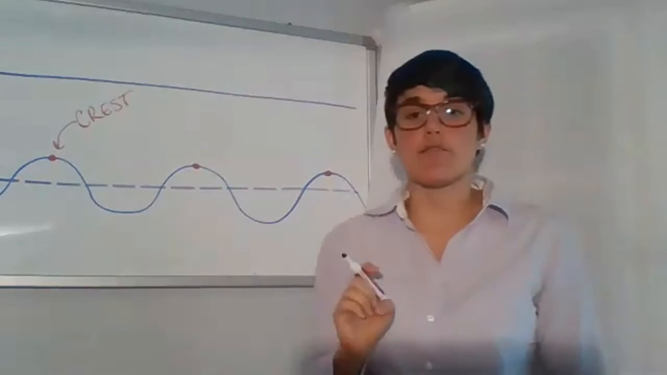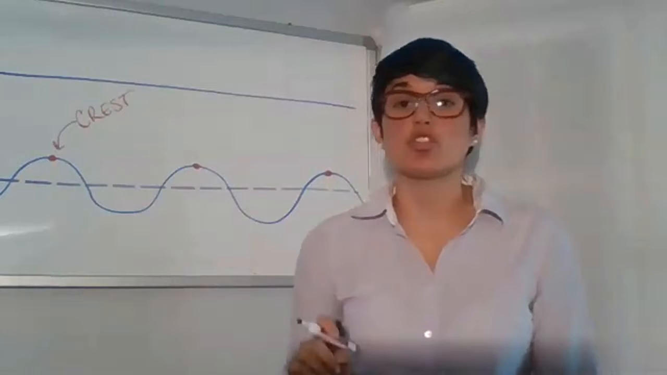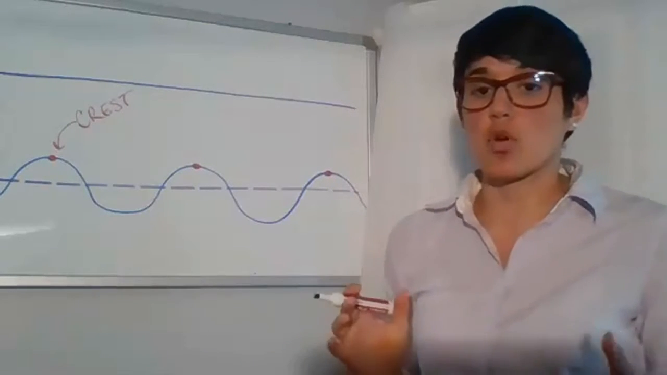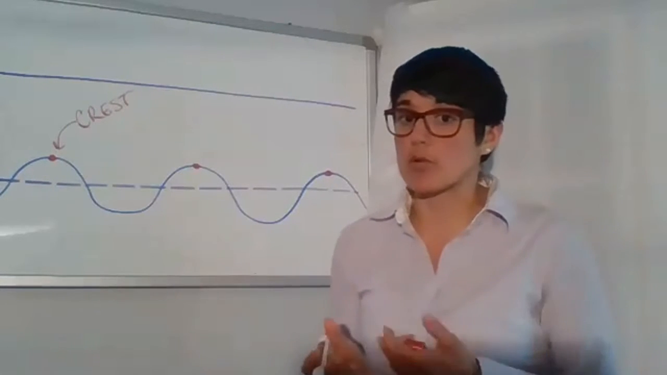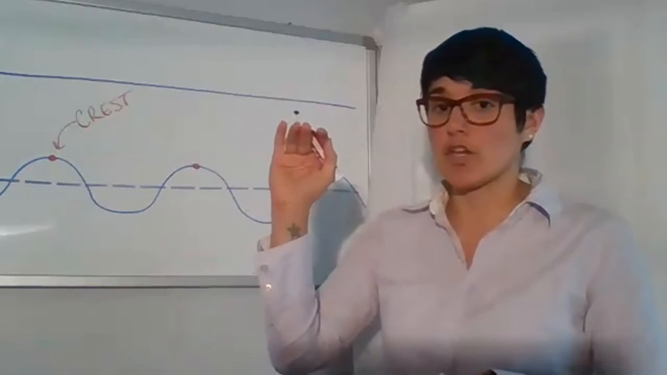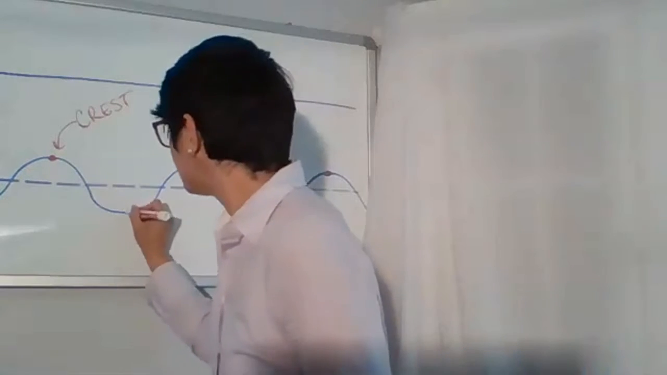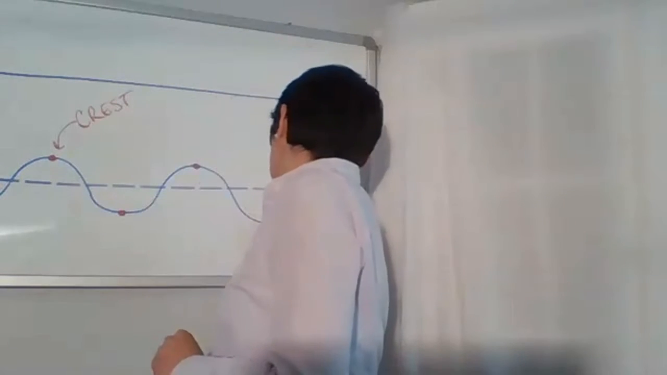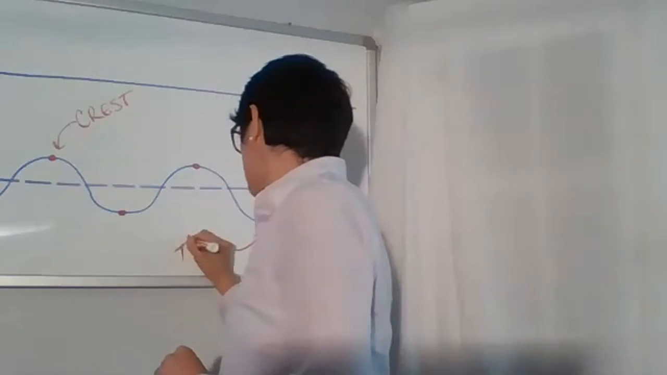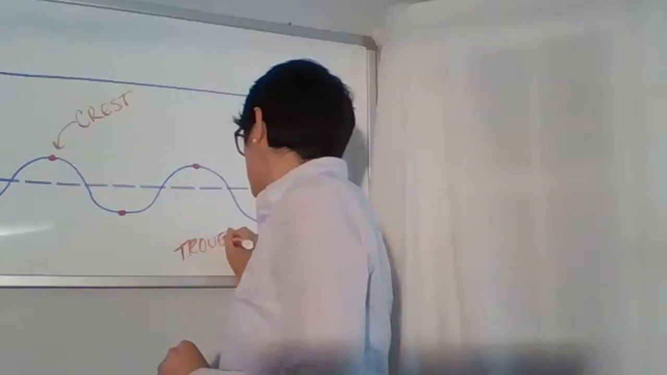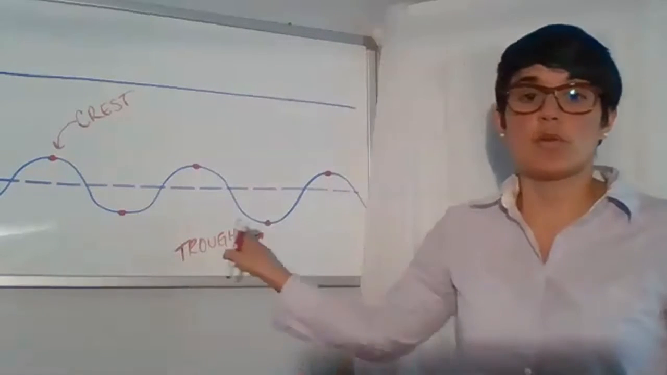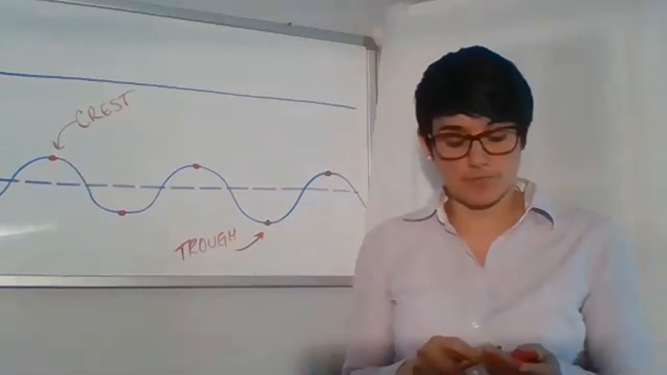The next part of the wave that we want to be able to identify is the trough. Okay, the trough is going to be the lowest part of the wave, whereas the crest was the highest part of the wave. So it goes below the equilibrium. So we have our trough.